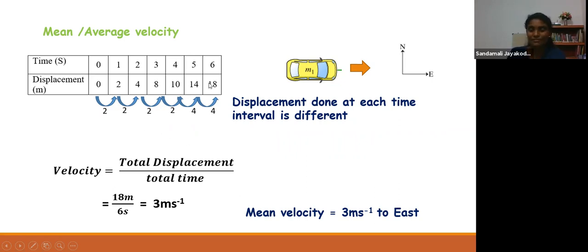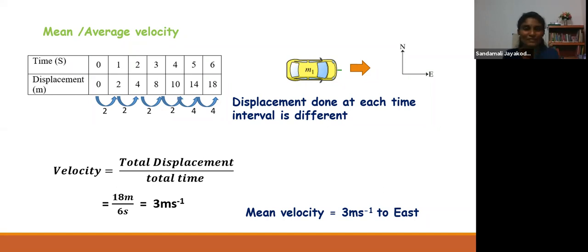If it is a car, it goes along a straight line, along a path to a particular direction. At the first second, it goes 2 meters, and likewise it is doing different displacement at each time interval. Here, this is mean or average velocity. We got it by dividing total displacement by total time duration.